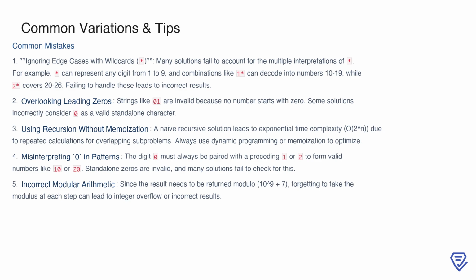Misinterpreting the role of zeros is another pitfall. A zero must always be paired with a preceding 1 or 2 to form valid numbers like 10 or 20, but many solutions fail to validate this. Finally, be mindful of modular arithmetic. Since the result must be returned modulo 10 to the power of 9 plus 7, forgetting to apply the modulus at each step can lead to overflow or incorrect results. Addressing these issues is critical for correct and efficient solutions.